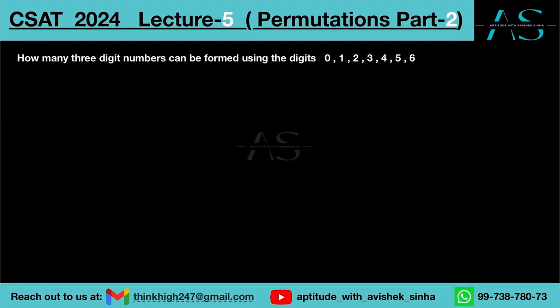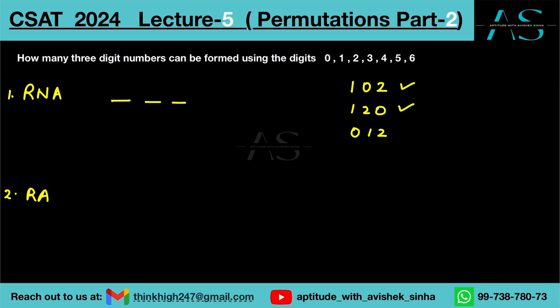What happens when in the option set we include a 0? Repetition not allowed. Repetition of digit is allowed. Now tell me quickly, everyone. Is 102 a valid 3-digit number? Yes. Is 120 a valid 3-digit number? Yes. Is 012 a valid 3-digit number? No.